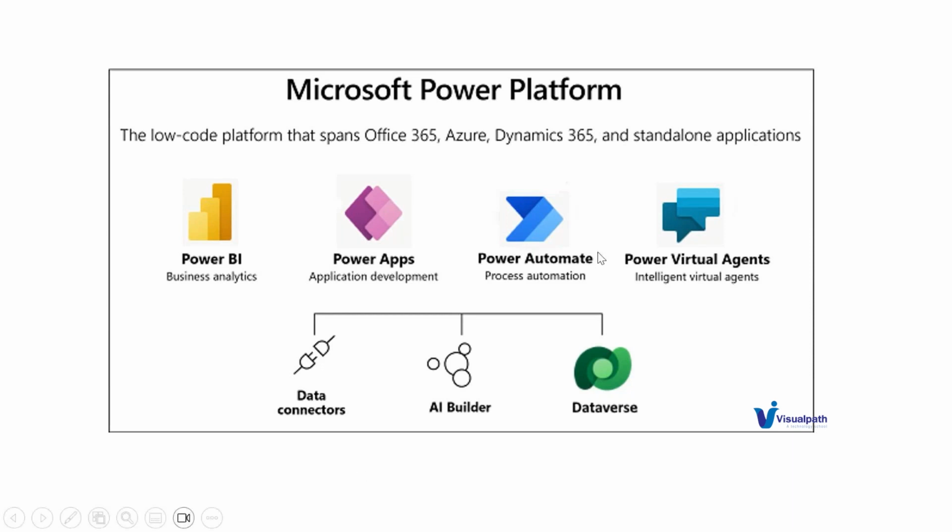So Microsoft Power Platform is the combination, or the bucket, of some tools and technology which is completely integrated all together. If you look at your screen, it says that it's a low-code platform that spans Office 365, Azure, Dynamics 365, and standalone applications. Basically, Microsoft has designed a tool that helps to create applications, automation, bots, and also some data analysis. How do we do that?